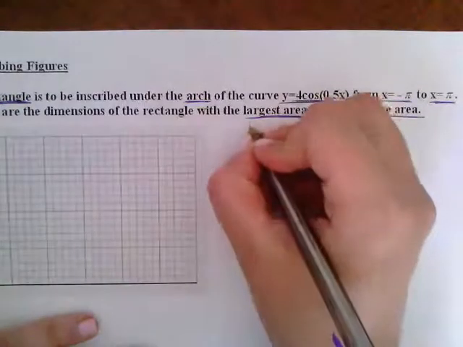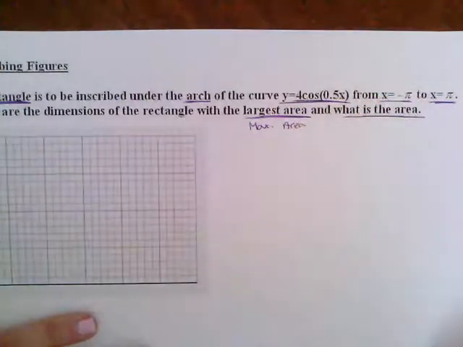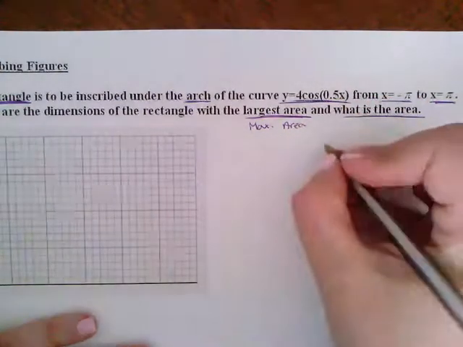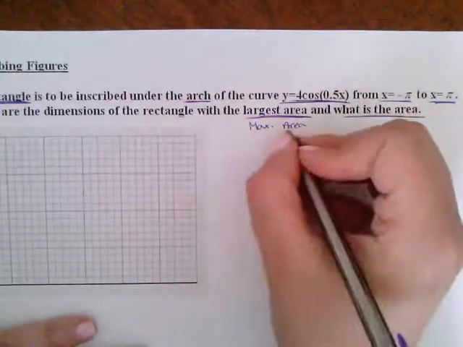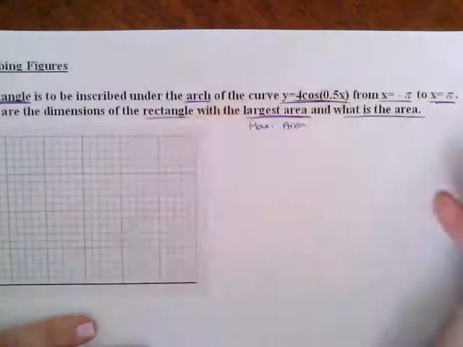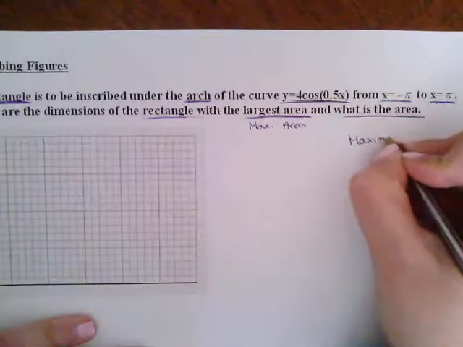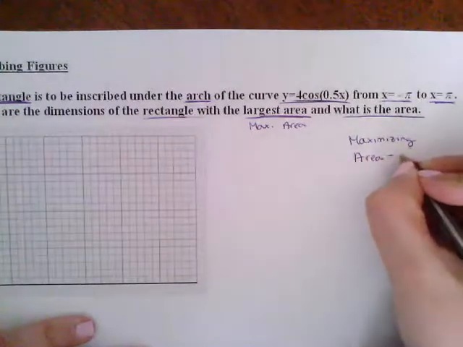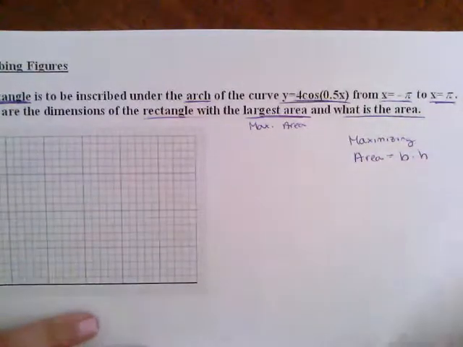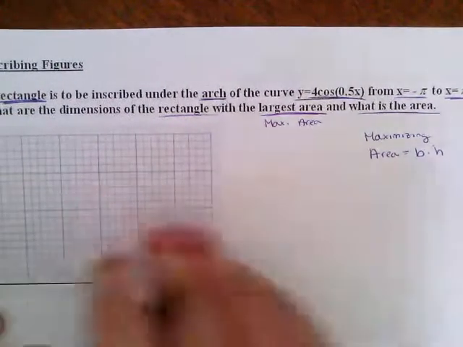So obviously we are going to be maximizing area. Okay? And we're maximizing area of what shape? It's going to be the rectangle. So we are maximizing area of a rectangle, which is base times height. But before we can move on, we need to draw what this picture is saying.